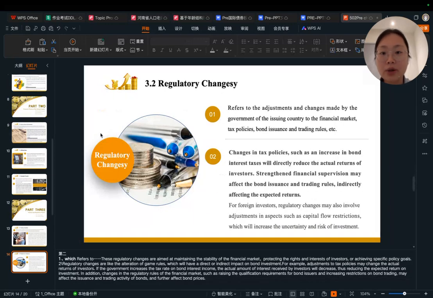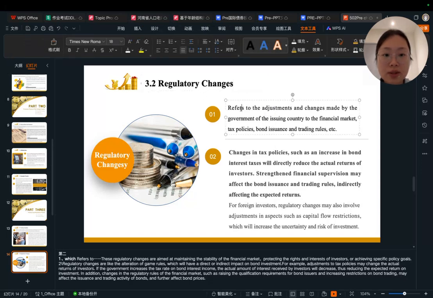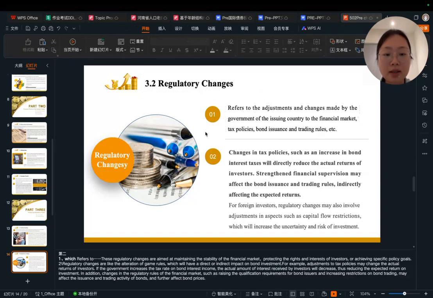Next, regulatory changes refers to the adjustments and changes made by the government of the issuing country to the financial market. Changes in tax policy, such as an increase in bond interest taxes, will indirectly reduce the actual returns of investors.